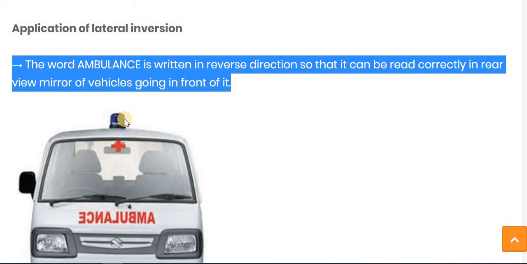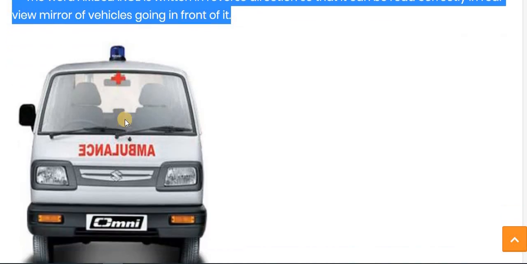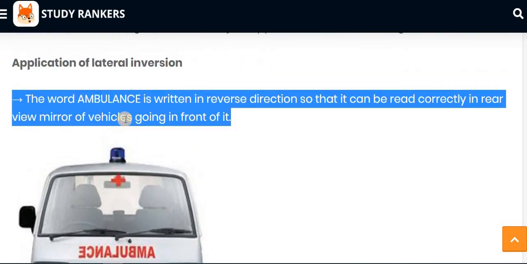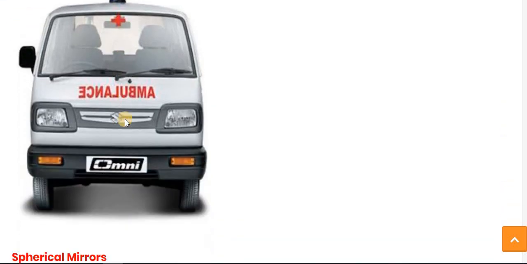As we see in the plane mirror, the image is laterally inverted. So in the mirror, whatever is on the right in the object, we can see on the left. So in the plane mirror we can easily read the word ambulance properly. So this is the application of lateral inversion.